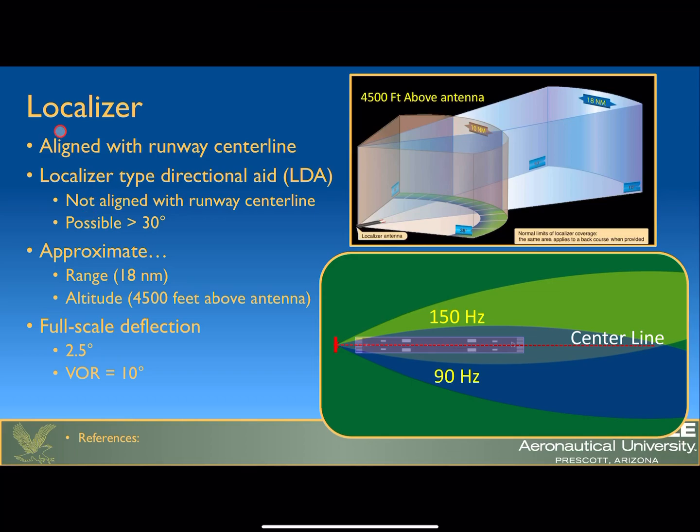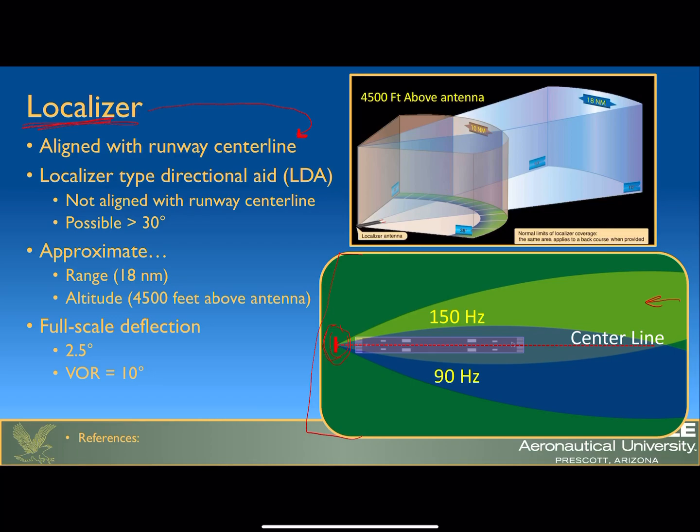Okay, so the localizer, now the slide might be a little confusing, so just bear with me for a second. A localizer is aligned with runway centerline. That's the idea. We use the localizer to align us on centerline. You can see here in this diagram in the bottom right-hand corner, the transmitter itself is on the far end of the runway from where we are approaching. So if we are approaching from right to left, the localizer would be on the far end of the runway.